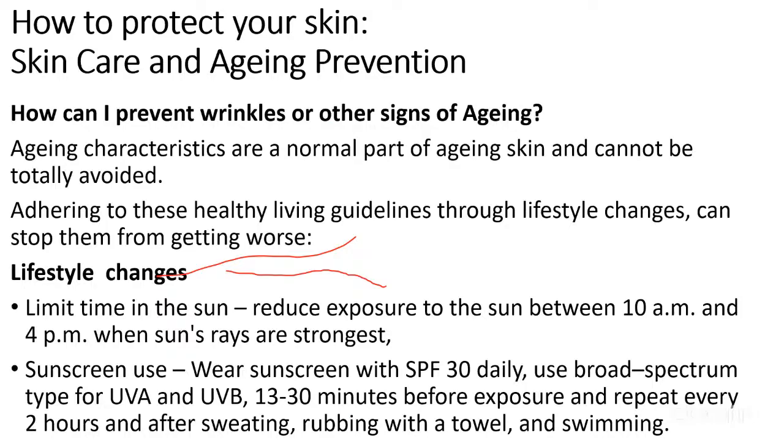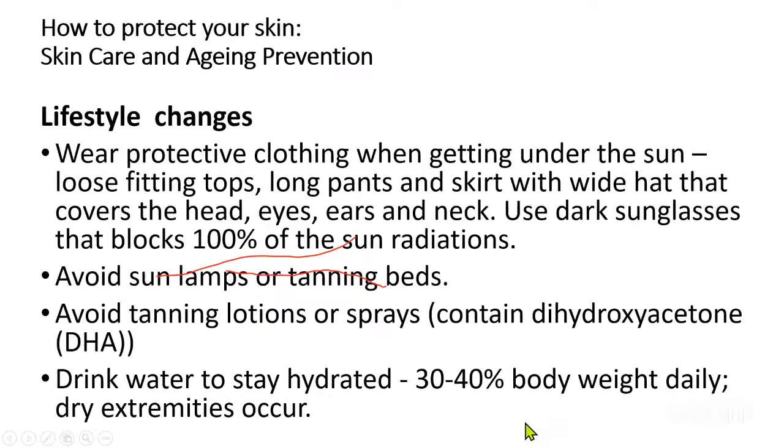How do we prevent wrinkles or other signs of skin aging? One, lifestyle changes. Limit the time in the sun. Sunscreen use. We've been told to use sunscreen with SPF 30, 15 to 30 minutes before exposure, and to repeat every 2 hours, especially when you rub it well. And then we should also wear protective clothing, avoid sun lamps or tanning beds, and avoid tanning lotions or sprays. Then you should drink water to stay hydrated.